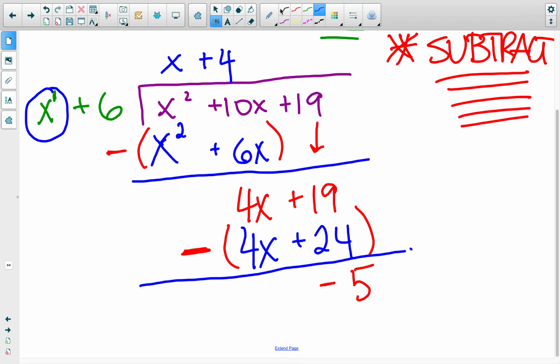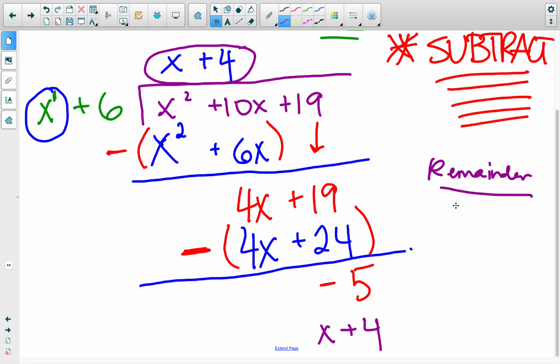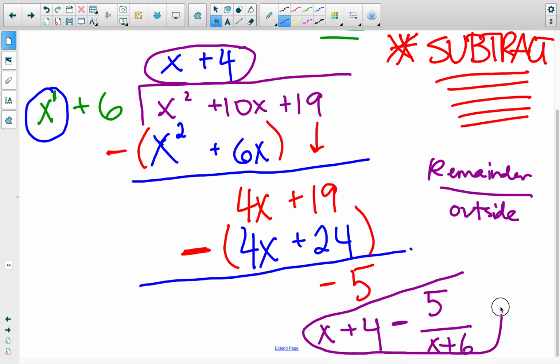Okay, so how we're going to write our answer is like this. All right, your answer is up here, remember? Your answer is up here, so your answer is going to be x plus 4. And then you're going to write your remainder over the outside number, or the outside expression. Okay, so negative 5 over our outside expression, which is x plus 6. And that is our answer. Okay. I'm going to pick up with some more examples in the next video.